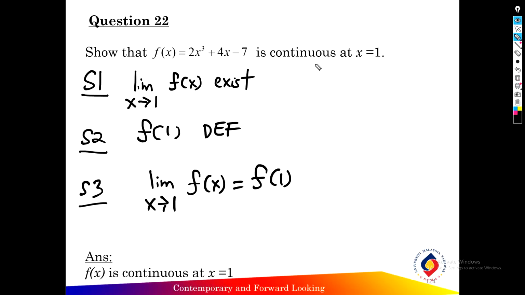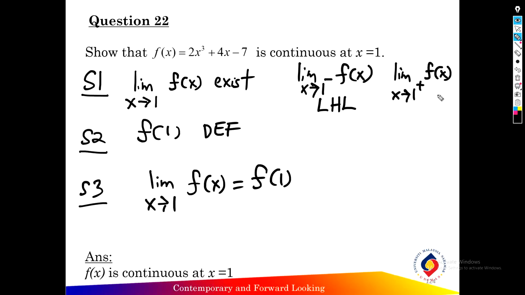Okay, before you find the continuity at x equals 1, when f(x) equals 2x cubed plus 4x minus 7, the first step is to find the limit of f(x). Find the left-hand limit of the function, the limit as x approaches 1 from the left of f(x). And second, find the right-hand limit of the function, the limit as x approaches 1 from the right of f(x). The limit of f(x) exists when the left-hand limit equals the right-hand limit.